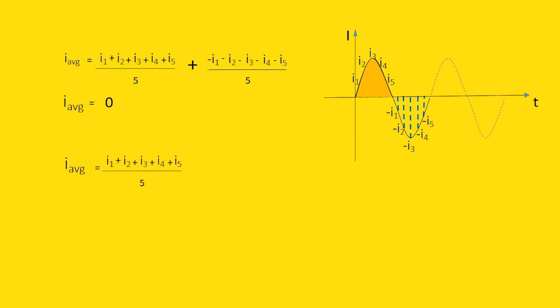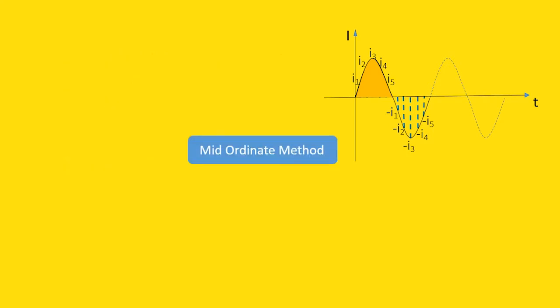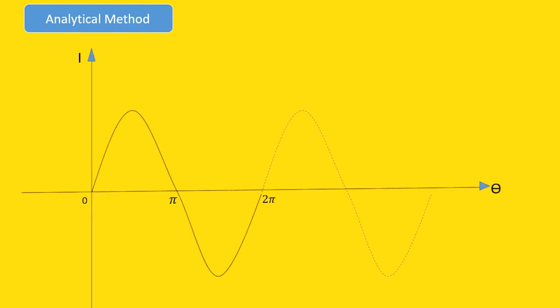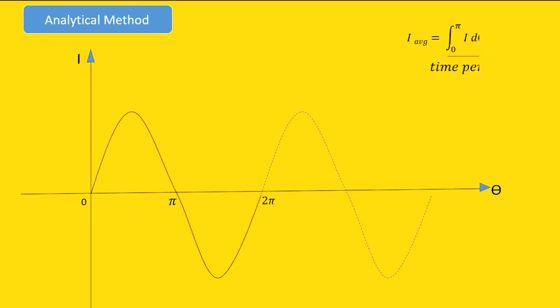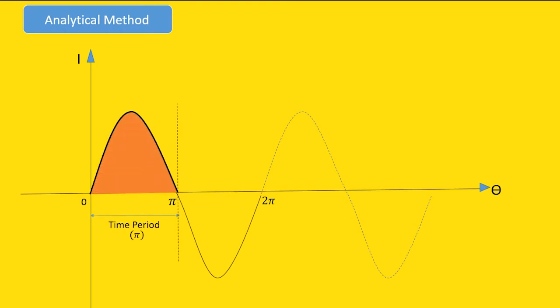This method of calculation from the waveform is known as mid-ordinate method. The next method uses integral to find the average, which is called analytical method. So if we calculate the area of the half cycle and divide it by the time period, which is pi, as stated earlier, this is for sinusoidal waveform, so we are taking only half cycle. For non-symmetric waves, we should consider area of full cycle when calculating average value.